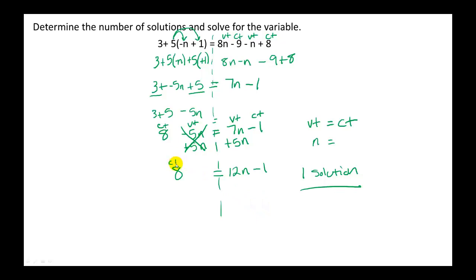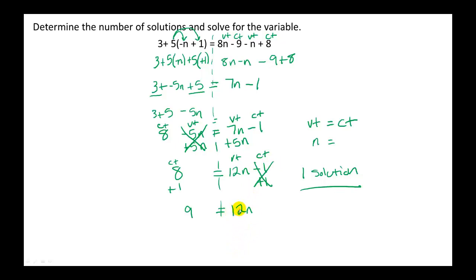I have a constant term equaling a variable term and a constant term. I need to get my variable term alone, so I'm going to add 1 to both sides. 8 plus 1 is 9. 9 equals 12n, and 1 take away 1 is gone.